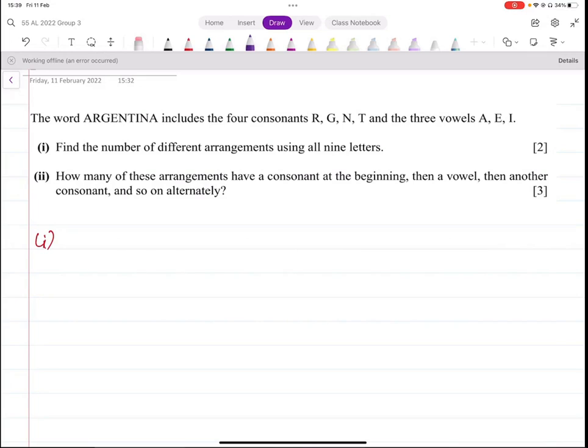How many letters do we have in total? 3, 6, 9. There are 9 letters in total. So it's 9 factorial from that. But then we look at the repetitions. A, there are 2 A's. We have 2 factorial because of that. Are there any other repetitions? R, G, E, N. There are 2 N's. So we have another 2 factorial because of that. Okay? So that's going to be your first part here.